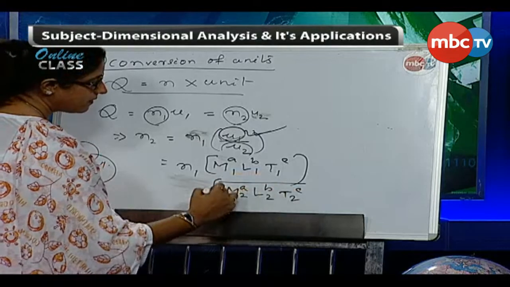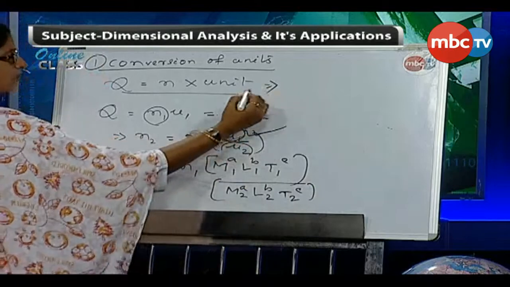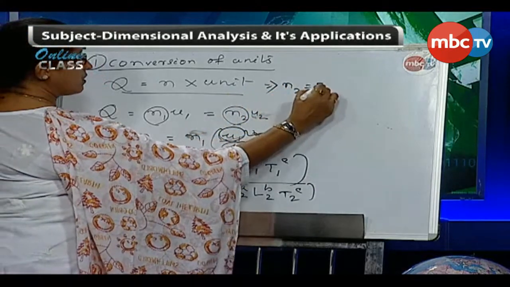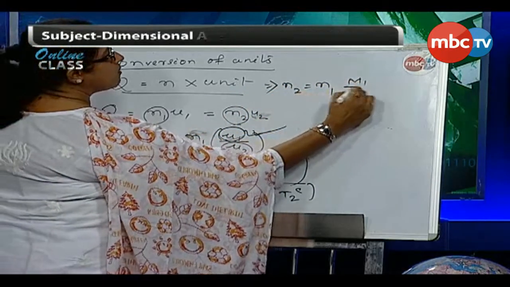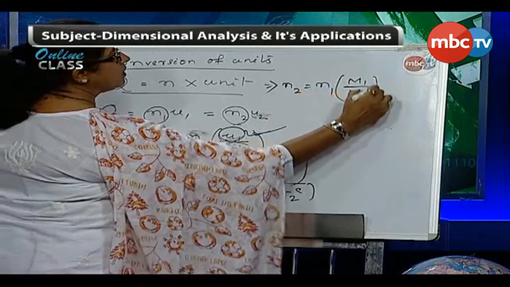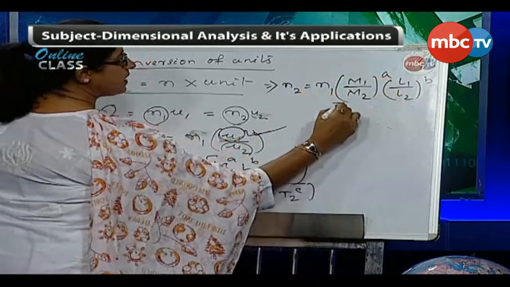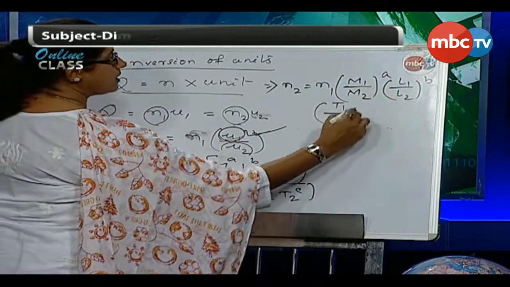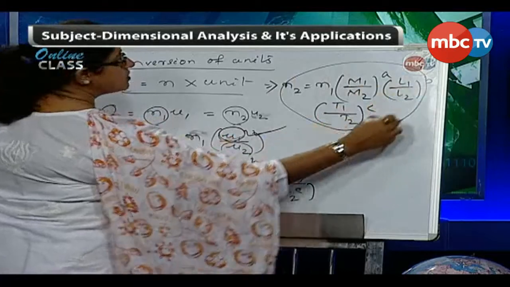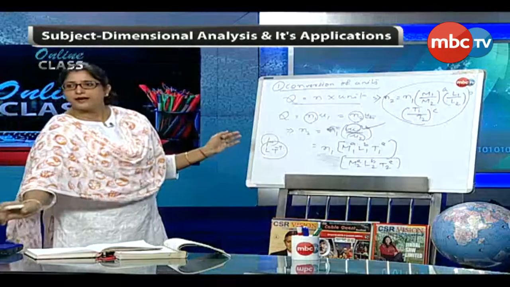T2 raised to C. So when we generalize the formula, N2 is equal to N1, M1 upon M2 raised to A, L1 upon L2 raised to B, T1 upon T2 raised to C. So this is the formula. Up to this we had derived.